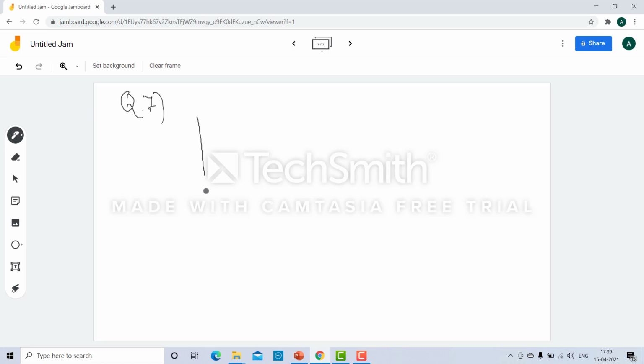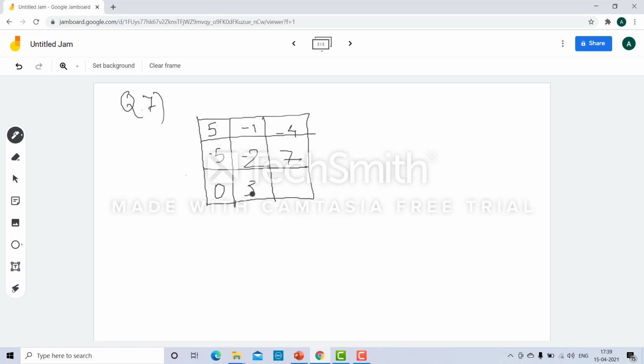So for our square, we will be writing the numbers. So the numbers are 5, then we have minus 1, then we have minus 4. Then in the second row we have minus 5, minus 2, 7. Then in the third row we have 0, 3 and minus 3. Okay. So children, this becomes our first row. This becomes our second row and this becomes our third row. Isn't it? So let us sum up these values.